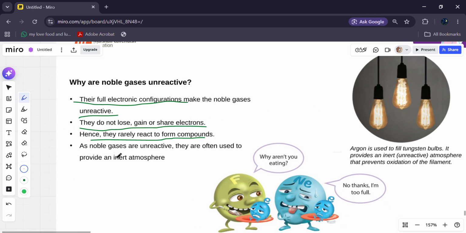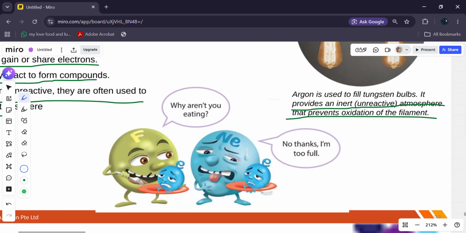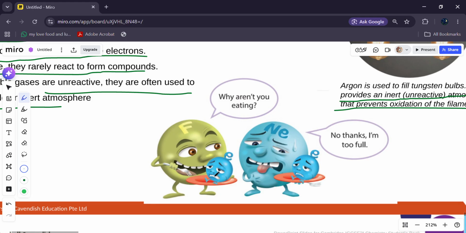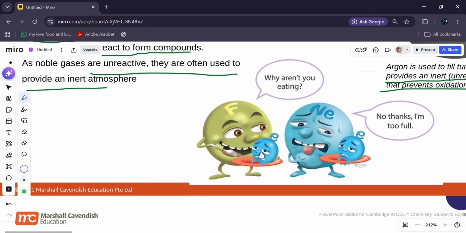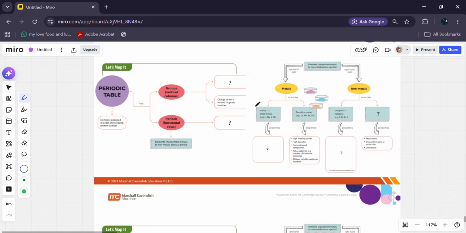As noble gases are unreactive, they are often used to provide an inert atmosphere. Argon is used to fill tungsten bulbs. It provides an inert, unreactive atmosphere that prevents oxidation of the filaments. As you can see in this cartoon image, you have fluorine taking an electron and neon not taking an electron. Why? Because it already has the electrons needed, but fluorine doesn't and is looking to gain one more electron. Now we have arrived at the end of chapter 13.